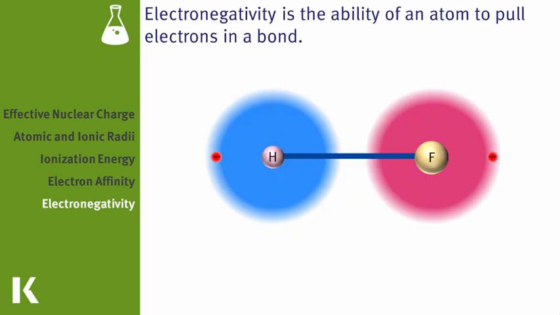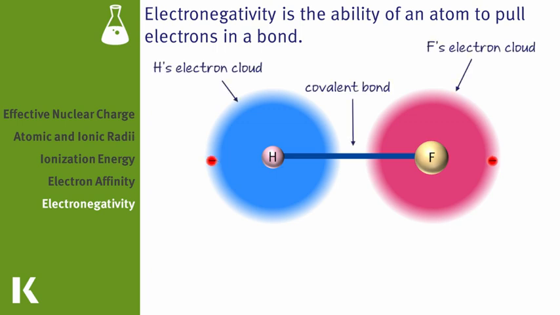The last trend that we will cover in this video is electronegativity. Electronegativity is a measure of the attractive force that an atom will exert on an electron in a chemical bond. Electronegativity is the basis for bond dipoles because if an atom with a lower electronegativity is bonded with an atom of high electronegativity, the electrons in the bond will spend more time orbiting the atom with the high electronegativity.